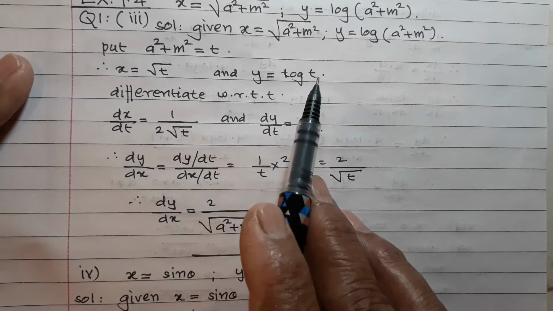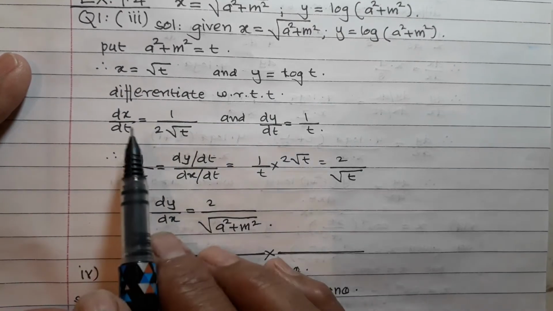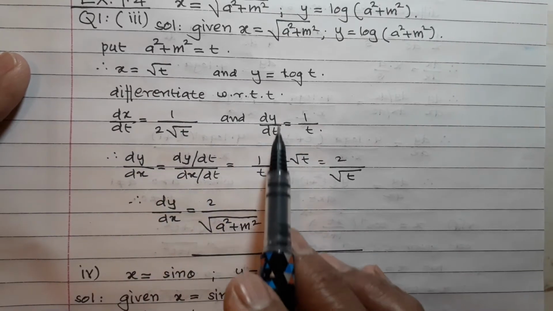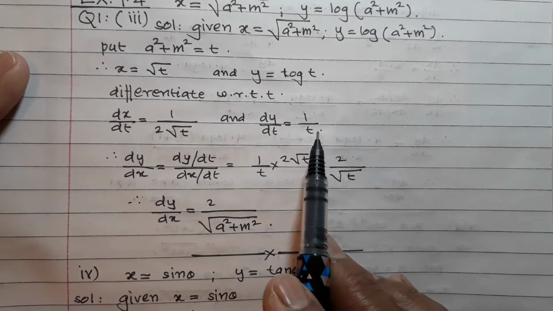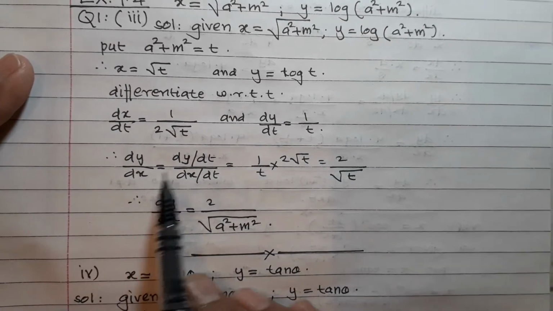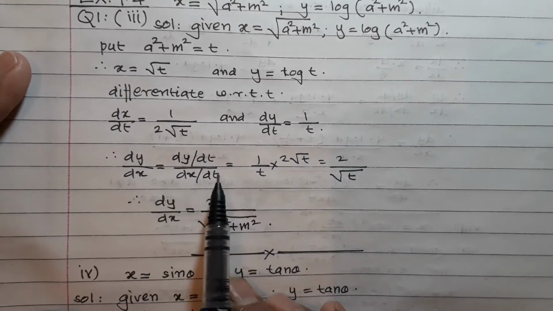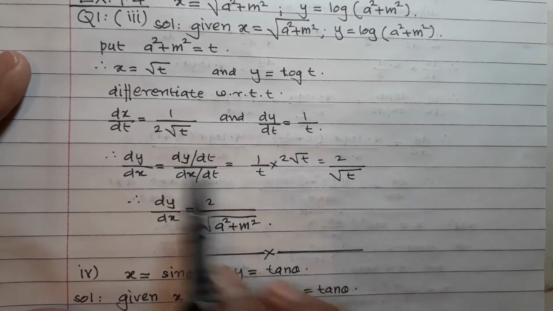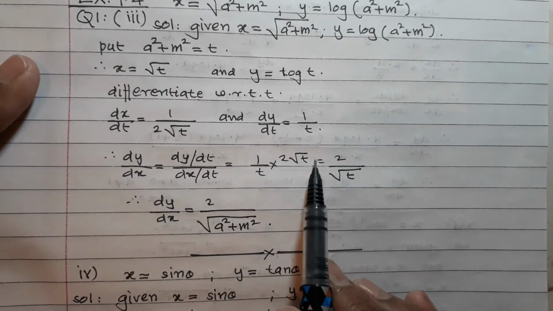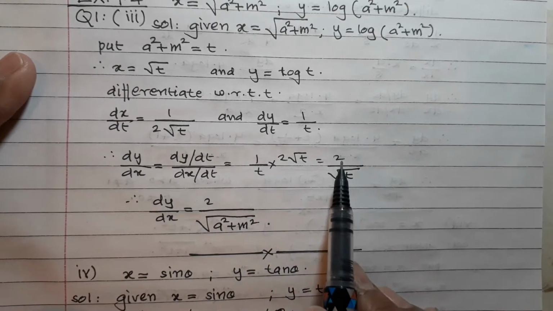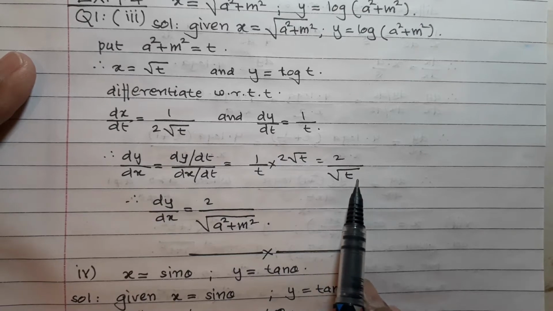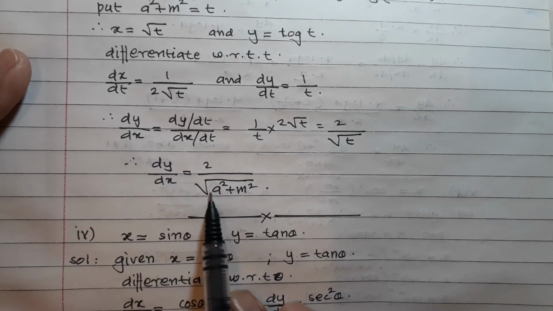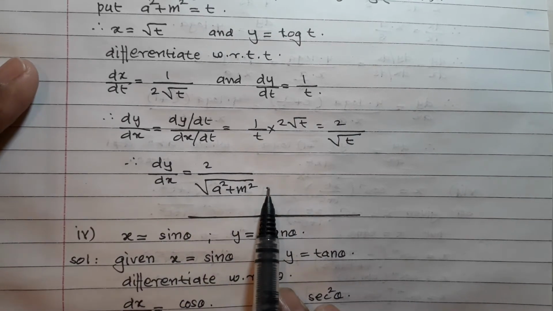Differentiate with respect to t. dx/dt = 1/(2√t) and dy/dt = 1/t. So dy/dx = (dy/dt)/(dx/dt) = 1/t into the reciprocal, 2√t. Simplify this, you will get 2/√t, and therefore dy/dx = 2/√(a² + m²).